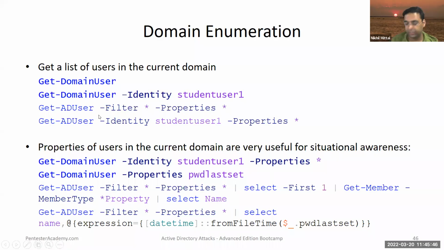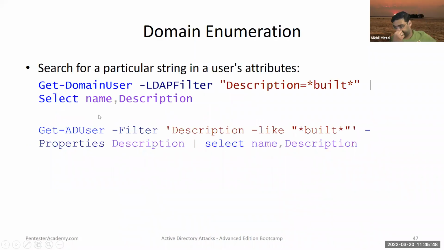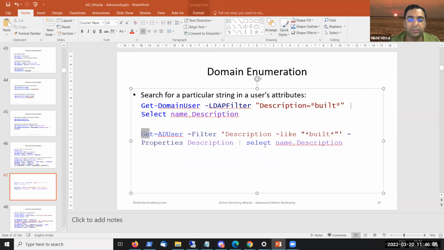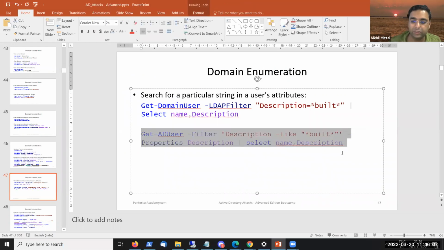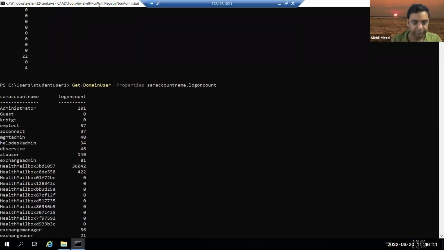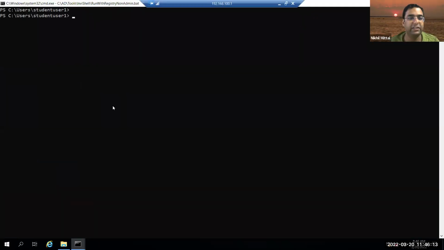Not only detection avoidance, we can also use user properties for quick wins. For example, a lot of times credentials, specifically for service accounts, are written in the description field. So you can take a look at the description field of all the users, or a particular user, for strings to check if there is anything interesting.